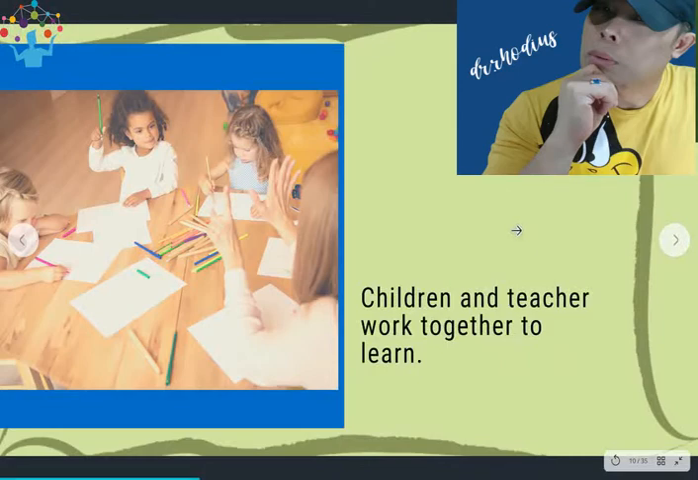In constructivism, children and teachers work together to learn. Okay, take note of that. They are there to learn. They're not just there to compete with each other in the process of thinking. They have to be there to work together.